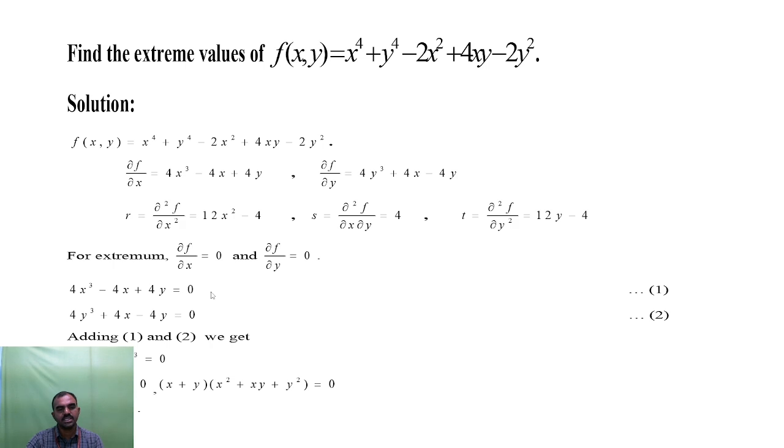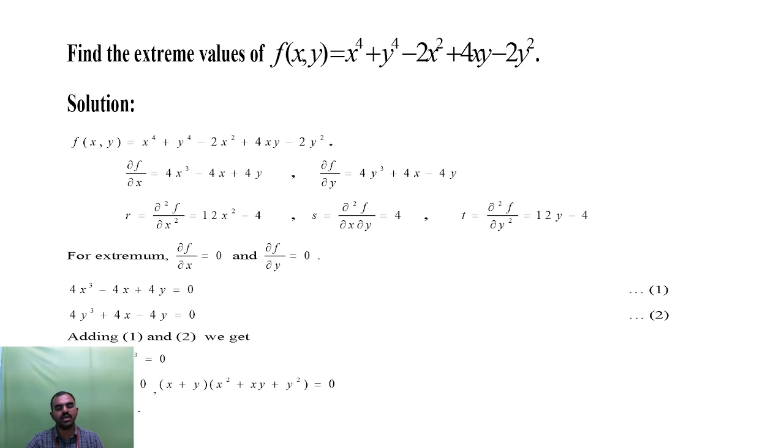Next, to find the stationary point. How to find the stationary point? First derivative equal to 0, that is dou f by dou x equal to 0. So 4x cube minus 4x plus 4y equal to 0, and dou f by dou y equal to 0: 4y cube plus 4x minus 4y equal to 0. Now we take equation 1 and equation 2 and add them. What do we get? Minus 4x plus 4x cancel, plus 4y minus 4y cancel, leaving 4x cube plus 4y cube equal to 0.